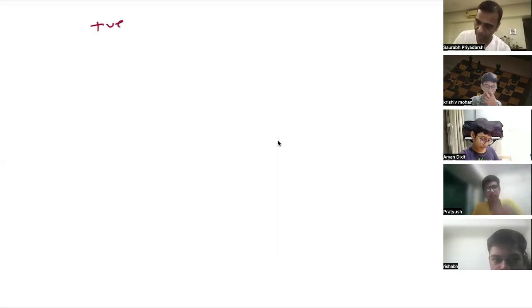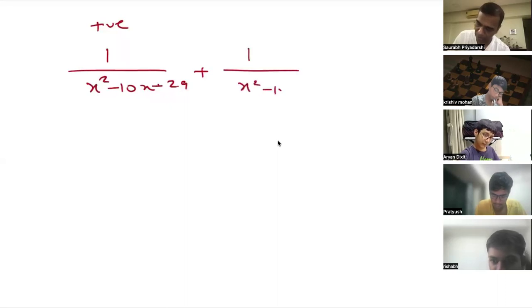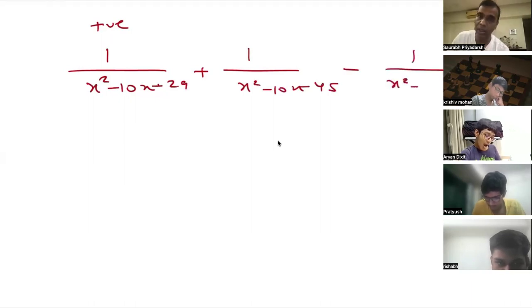Positive, find positive solution of 1 upon x square minus 10x minus 29 plus 1 upon x square minus 10x minus 45 plus minus 1 upon x square minus 10x minus 69 is equal to 0.